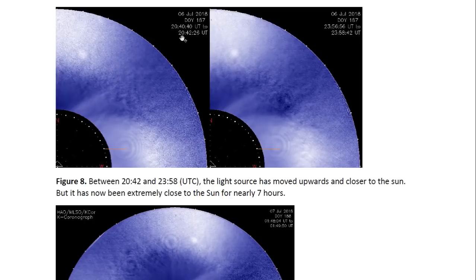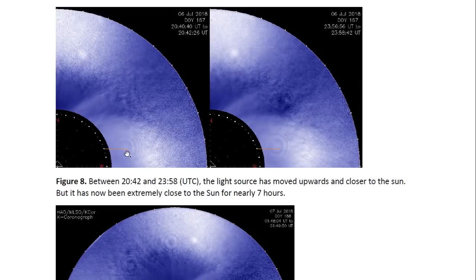It shows here from 2040 to 2042, but I only show the first one, because these are GIF images. It's a whole series of images together. So this is actually from 2040, and this one is from 2356. And as you can see, the object seems to have moved slightly upwards.